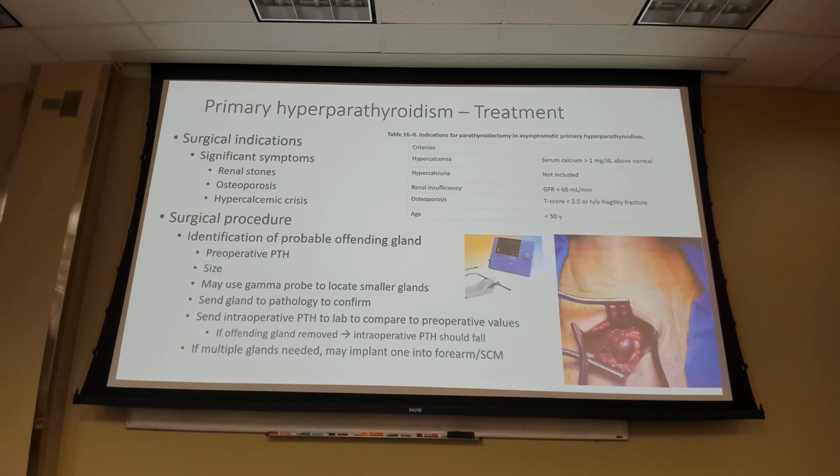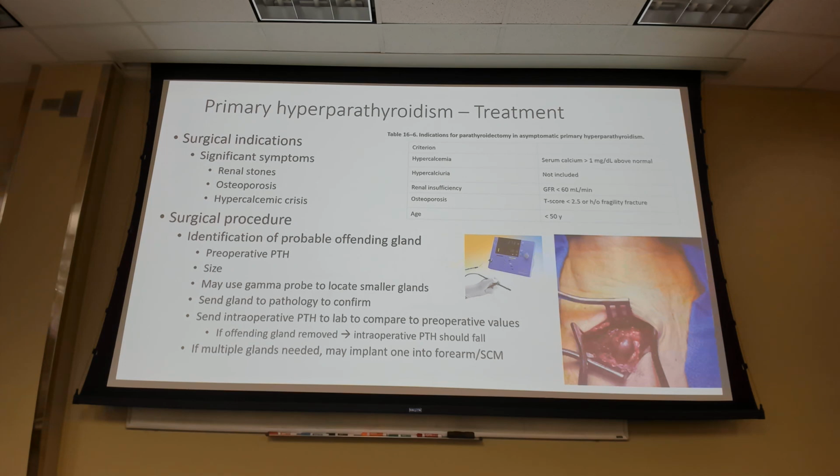All right, so when do we do surgery? When do we remove it in these patients? Obviously if they have significant symptoms, so you have that recurrent urolithiasis patient, any signs of osteoporosis, any hypercalcemic crisis states. And then for surgery, first we have to figure out which one of the glands is causing this. So we'll do a pre-op parathyroid hormone. We might have to do the ultrasound or any of those scans like the sestamibi scan to identify which gland it is. And then once we locate it, we typically remove it, send it to pathology, and then we monitor an intraoperative PTH to compare the values to make sure we removed the offending gland.